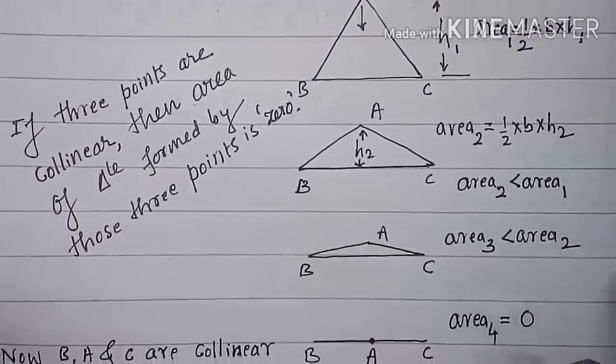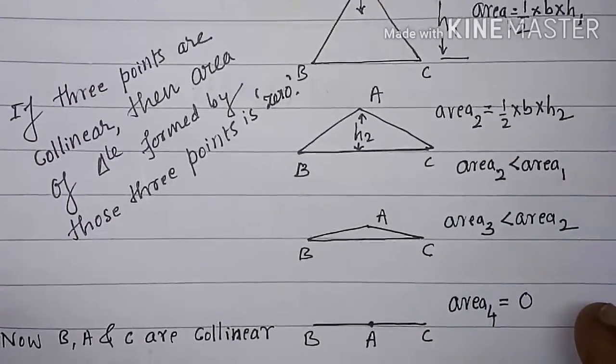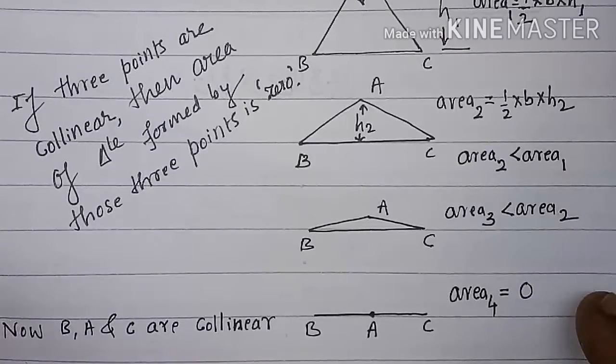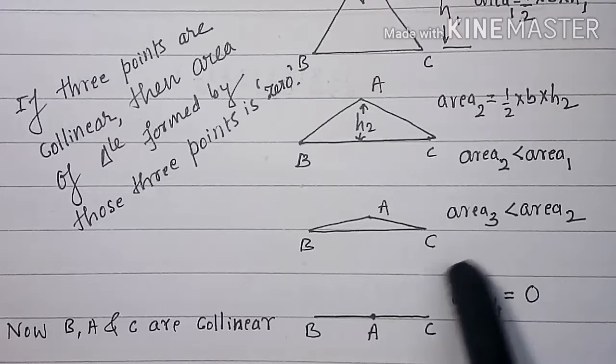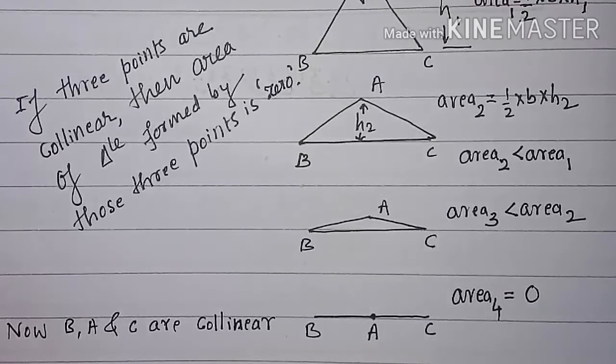Now if I move the vertex A further down such that now it lies on base BC, height or altitude of the triangle becomes equal to 0. So area of the triangle will also become equal to 0.